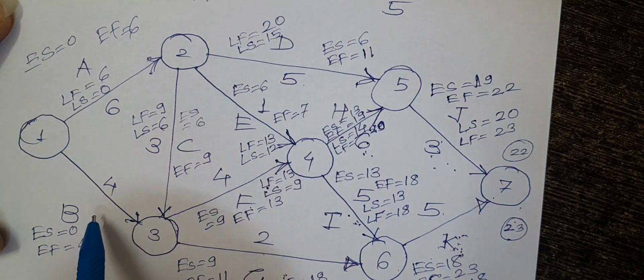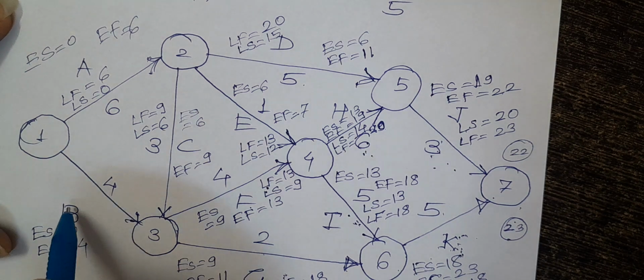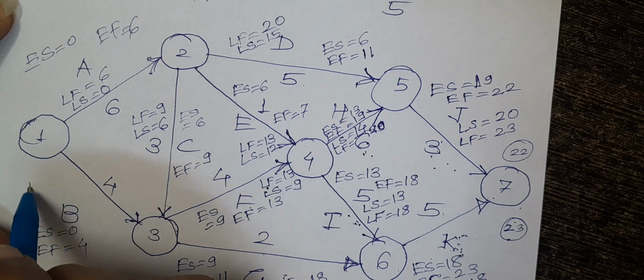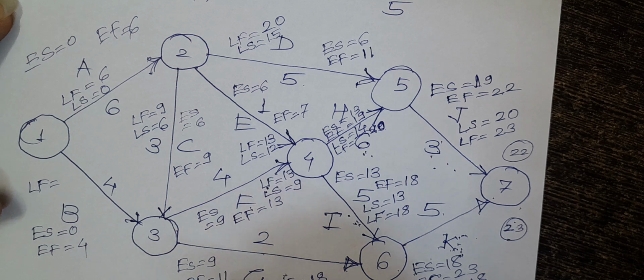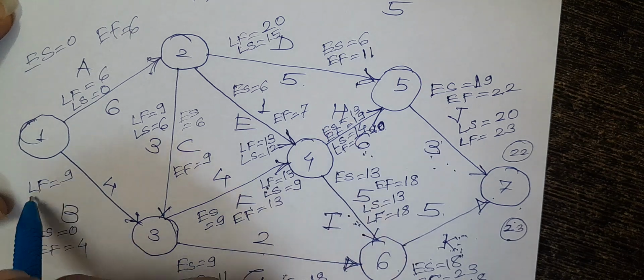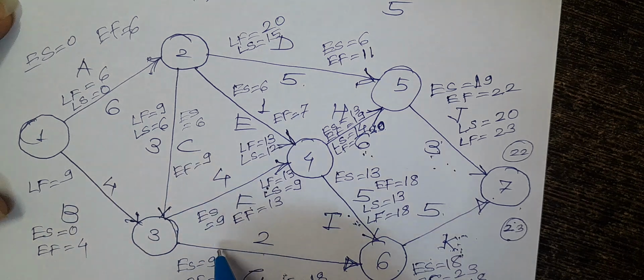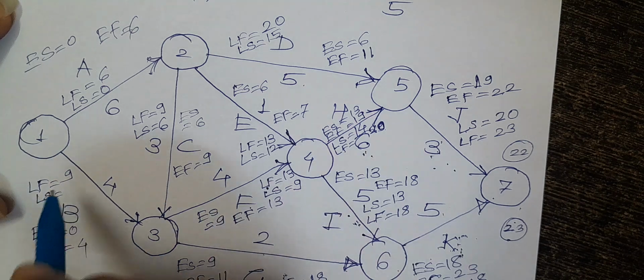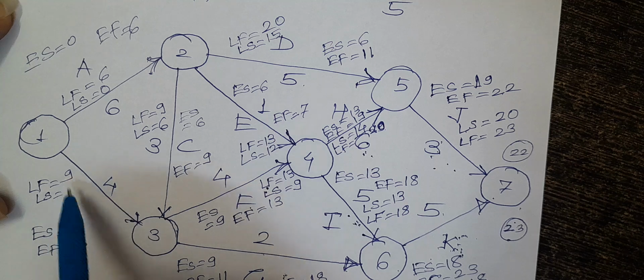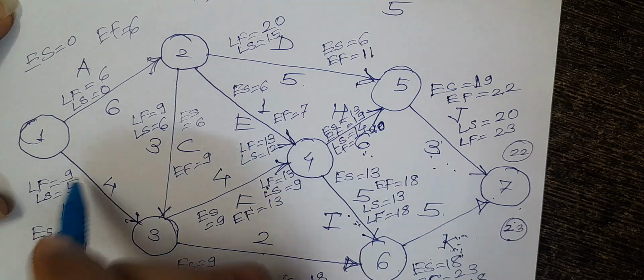Come to this activity. Activity B, what is the latest finish of this activity? We have to take the minimum, the earliest start is 9. So latest finish of this activity is the earliest start of the next activity. Both are the same, therefore 9. Latest start of this activity is 9 minus 4, it is 5.